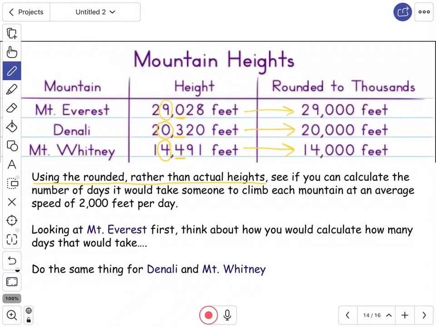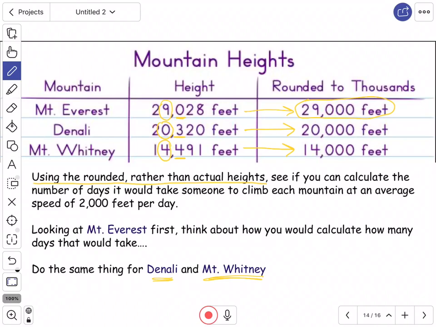So we're going to do this for all 3 of these, and then you're going to have a workbook page to do, okay? So first of all, when we're thinking about the rounded height of Mount Everest, which is 29,000 feet, okay? Now, if the average person climbs about 2,000 feet per day, think about how many days it would take them to climb Mount Everest. We're going to do the same thing for Mount Denali and the same thing for Mount Whitney.